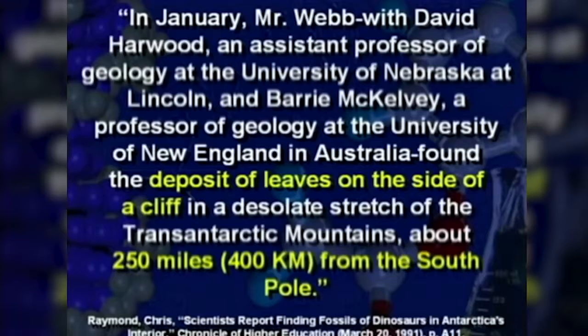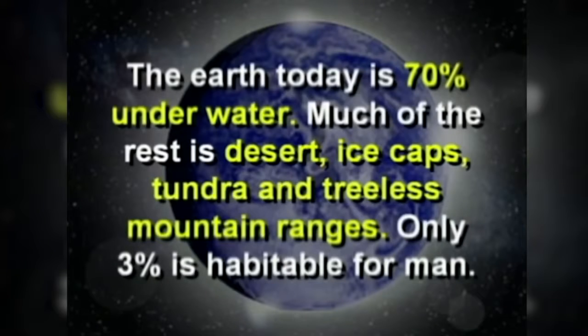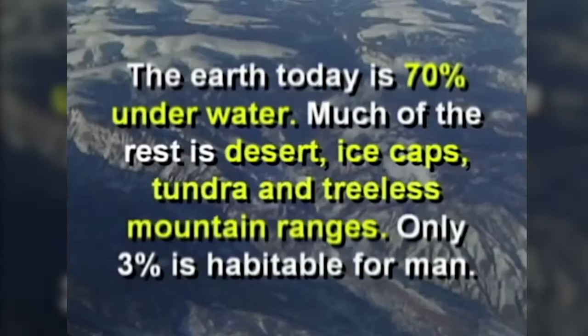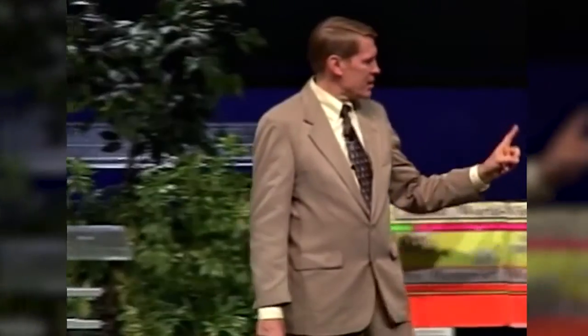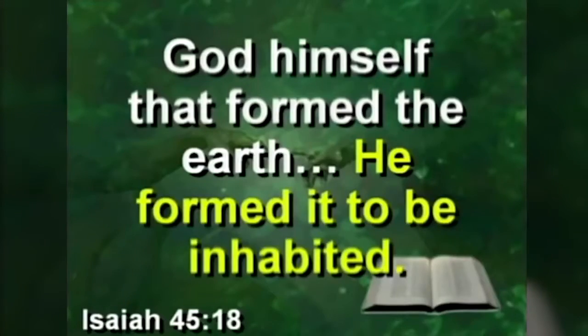70% of the earth today is underwater. Did you know only 3% of this earth is habitable for mankind? A lot of it's under desert, ice caps, tundra, mountain ranges that nobody can live on. 3% is habitable. What we're seeing today is not what Adam and Eve saw. The Bible says He formed it to be inhabited. That's why He did it.